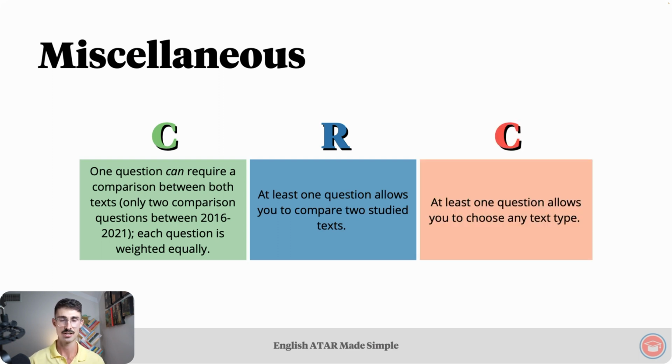Lastly, the composing section. Every WACE exam between 2016 and 2021 has had at least one question in the composing section that's allowed you to choose any text type, meaning it's allowed you to write either a persuasive text, imaginative text, or interpretive text. An example of one of those questions normally has the phrase "in a form of your choice." What that means is that you're allowed to choose whether you want to answer that question by writing a persuasive text, an interpretive text, or an imaginative text. We'll discuss more about that in Module 5.